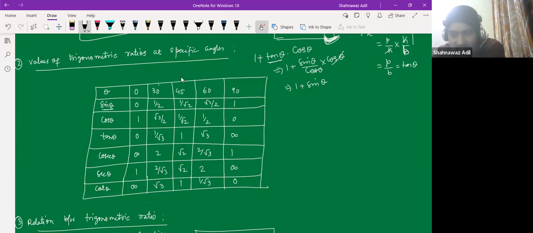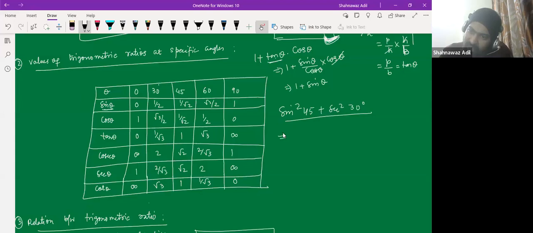And if they give you, calculate sine square 45 plus sec square 30 degree, how can we solve this? We know that sine square 45 is how much? 1 by root 2, we put this value and this is squared. And sec square 30, we can write it in the form of cos also. Sec is the reciprocal of cos. So we can write it as 1 by cos square 30, and then we can put the value, if we don't remember sec, cosec and cot.